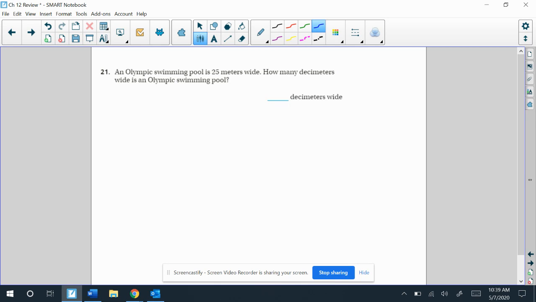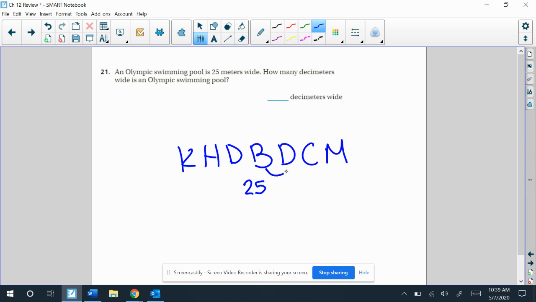Okay, so King Henry died by drinking chocolate milk. I'm going to put my number 25 underneath the base because I know that the base is meters, liters, and grams. This one says meters, so 25. Now I'm going to go to decimeters. That's down towards the C. And I'm going to land on that D. That's 1. So I'm going to multiply because I go down by 1 zero. So 25 times 10 gives me 250.